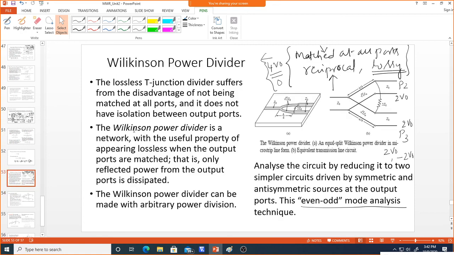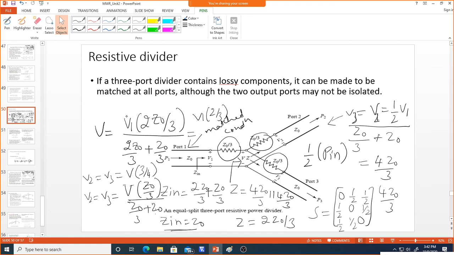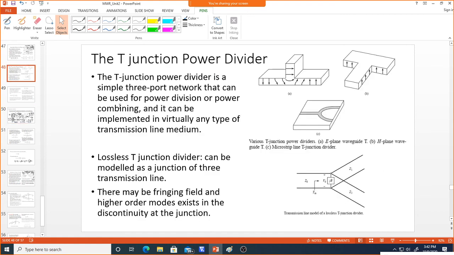Okay, so now this is understood: the resistive network as well as the T-junction power divider. Any doubt in this?